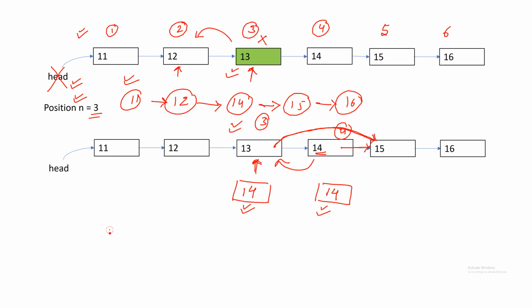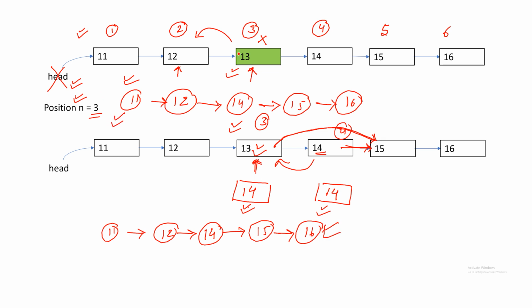So just assume if we do this, what will the resultant value be? Now instead of 13, what do you have here? You have 14, right? So this will become 14 here. And now this 14 will be pointing to 14.next, right? So 14.next is what? 15, correct? And 15 is pointing to 16. And this is the resultant linked list which we wanted to get after deleting this node, which is 13, right? So this is a very simple trick where we will copy the value of the next node into the current position node and then delete the next node itself.